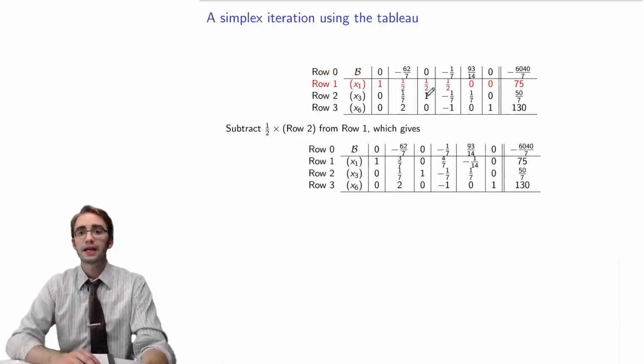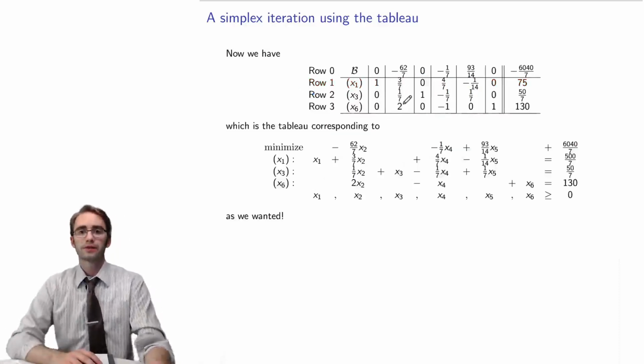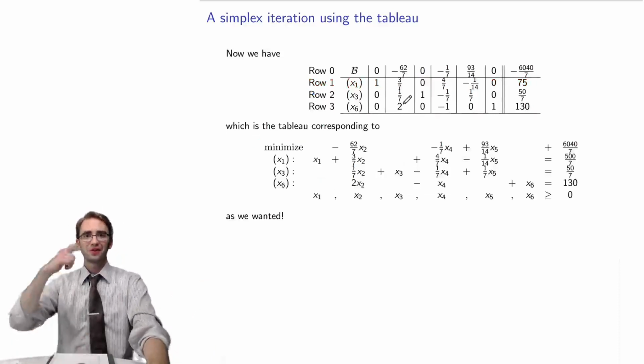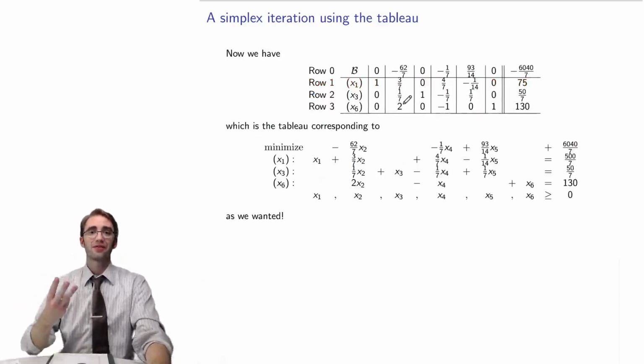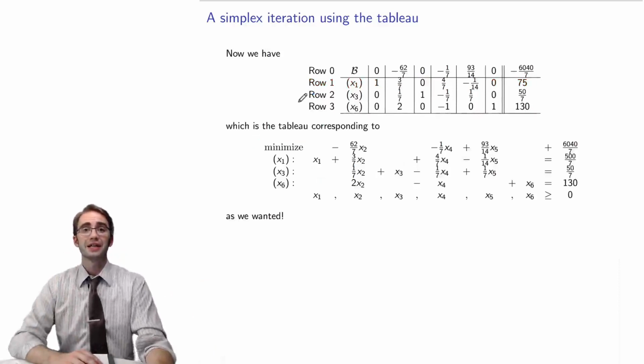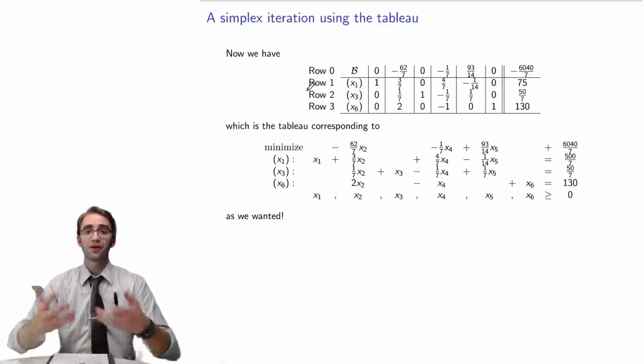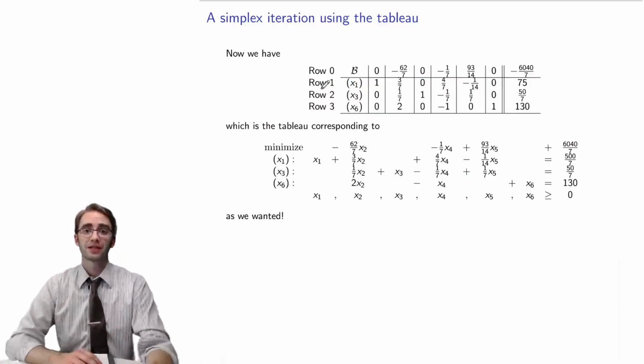Next, I would say that you want a 0 over here, which means you should subtract 1/2 times row 2 from row 1, and now I've got a 0 like that. And now look, I've got my new table. All I had to do was, in this case, change 3 rows, and in doing so, I now have a tableau for my new basic set x1, x3, x6, which is just what I wanted.